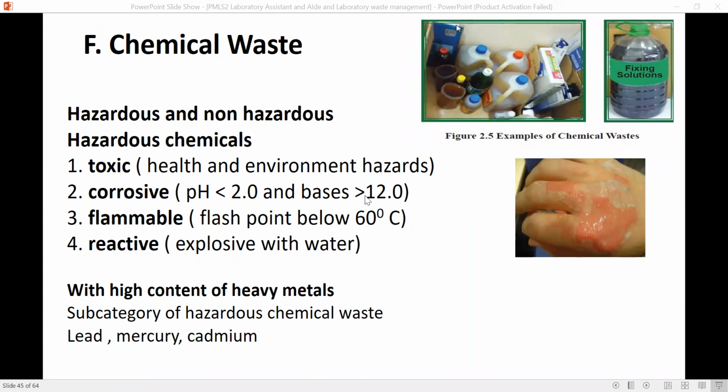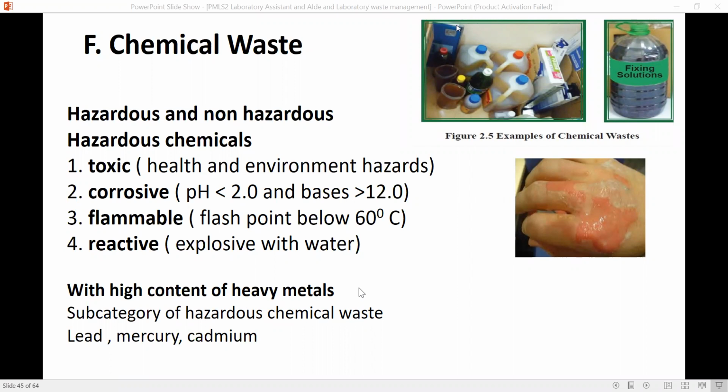And then pag ang pH niya ay greater than 12, masyado namang basic, no? So mga corrosive yan. And then the flammable, no? Yung flash point niyan below 60 degrees Celsius. Pwedeng umapoy. And then reactive. So these are classified as hazardous chemicals, no? At saka yung may mga high content of heavy metals. Okay, so mga hazardous din yan.